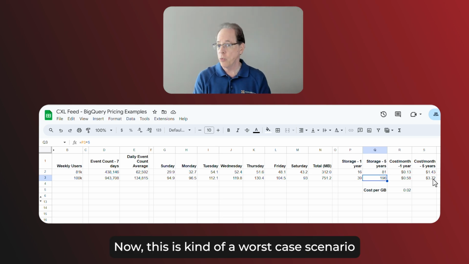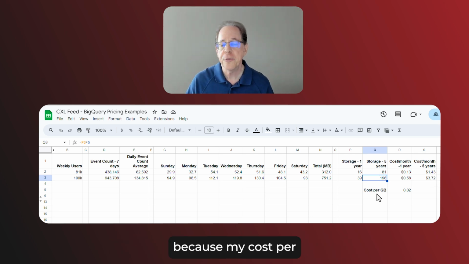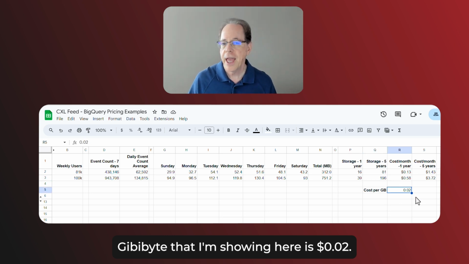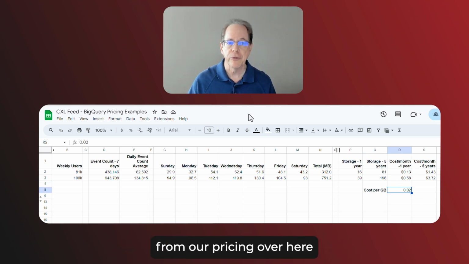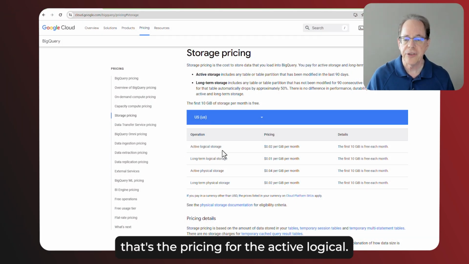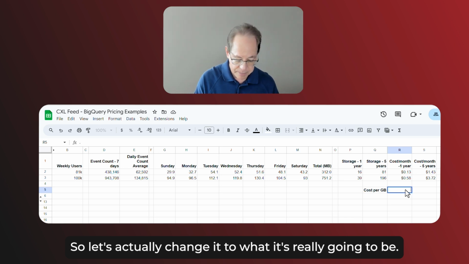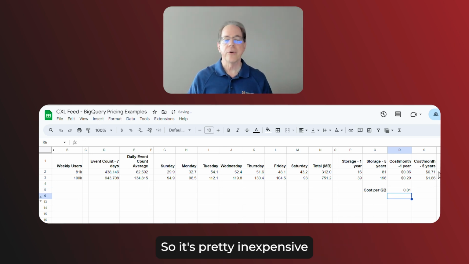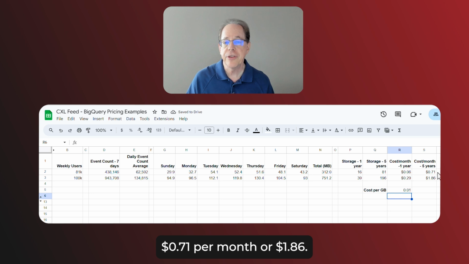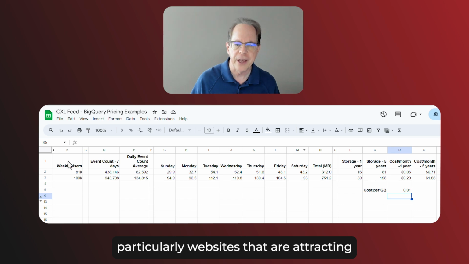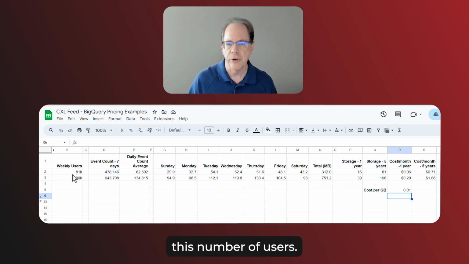Now, this is kind of a worst case scenario because the cost per gigabyte that I'm showing here is 2 cents. And that's the active. If you remember from our pricing over here, that's the pricing for the active logical. So let's actually change it to what it's really going to be. So it's pretty inexpensive, 71 cents per month or $1.86. Most people, I think, can afford that, particularly websites that are attracting this number of users.